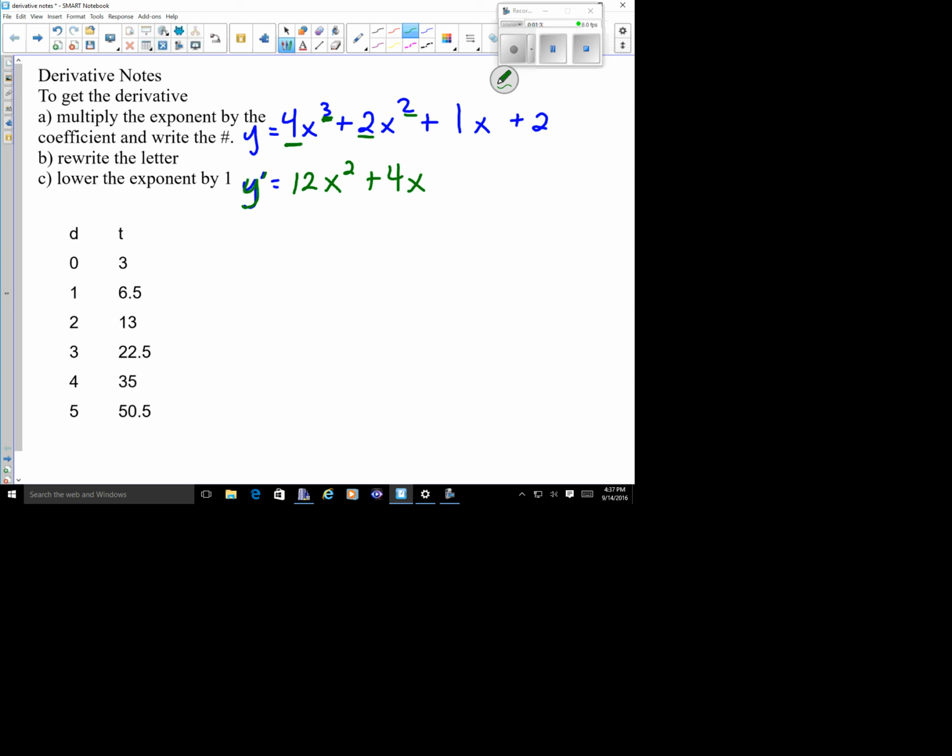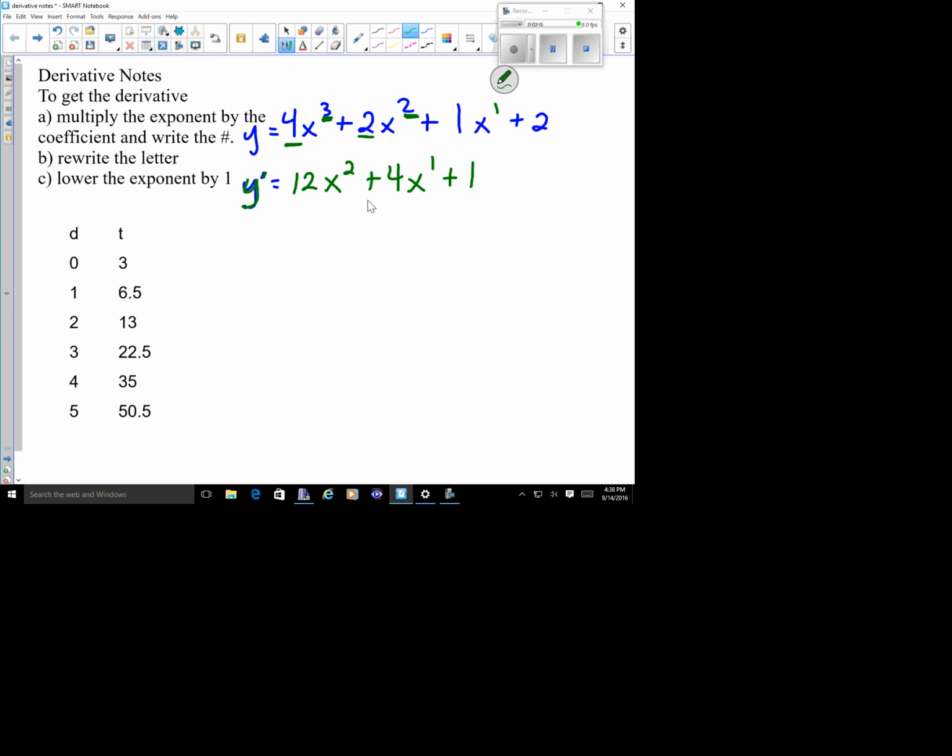So I'm going to take 1 times 1 gives you 1. Then it says to rewrite the letter. Well, if you lower the exponent by 1, 1 minus 1 gives you 0. And any number to the 0 power is 1. So 1 times 1 simply gives you 1. So that just goes away. And then lastly, this 2 here, when it comes down, there's no exponent or coefficient to multiply by, so you just sort of drop the 2. So this right here would be considered our first derivative.